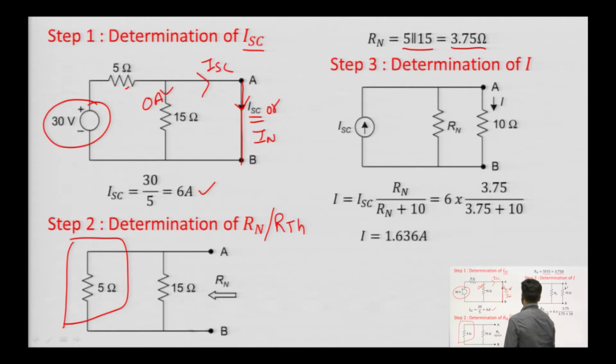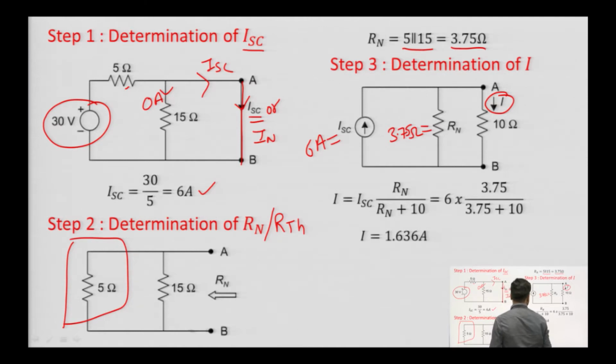So, we have found out ISC, which is 6 ampere, and we have found out RN, which is 3.75 ohm. Now, we need to find out the current I, which is the current in the 10 ohm resistor.